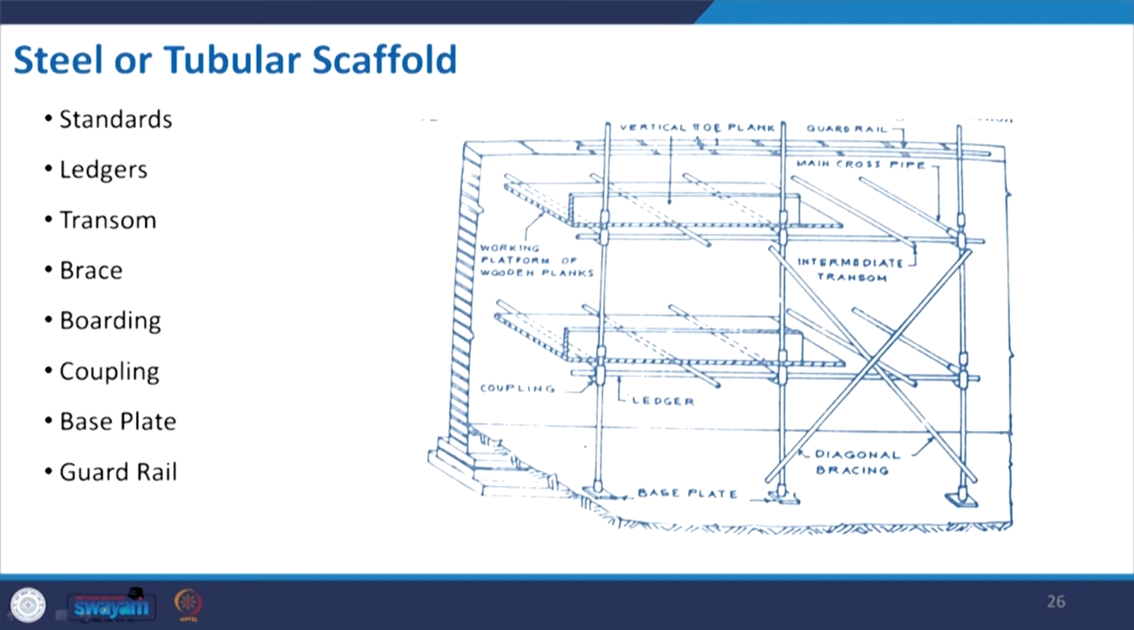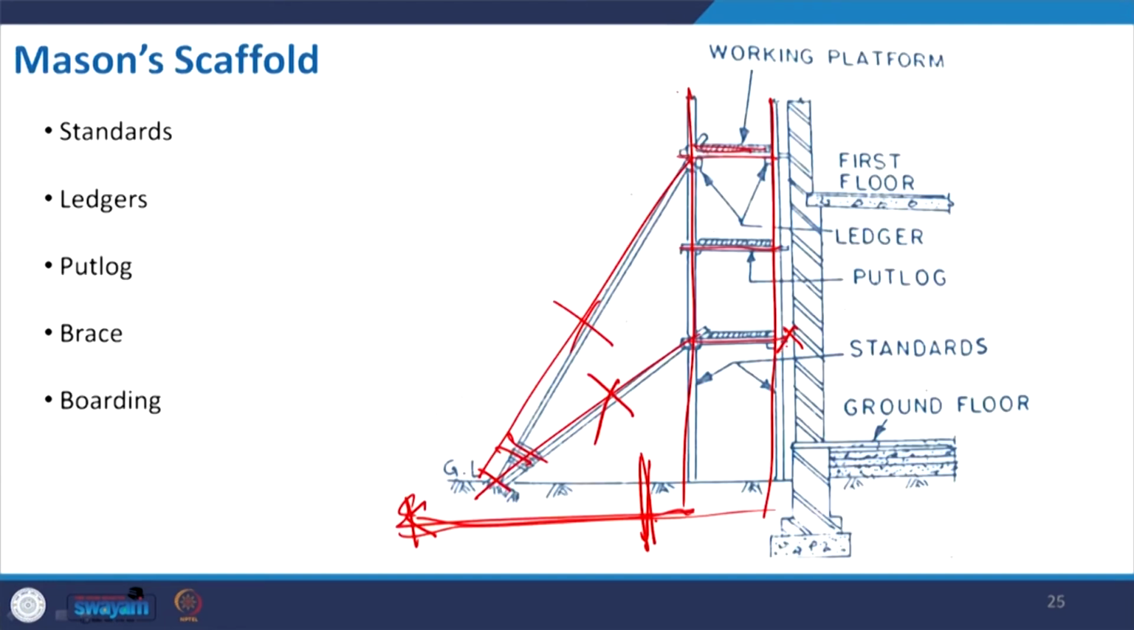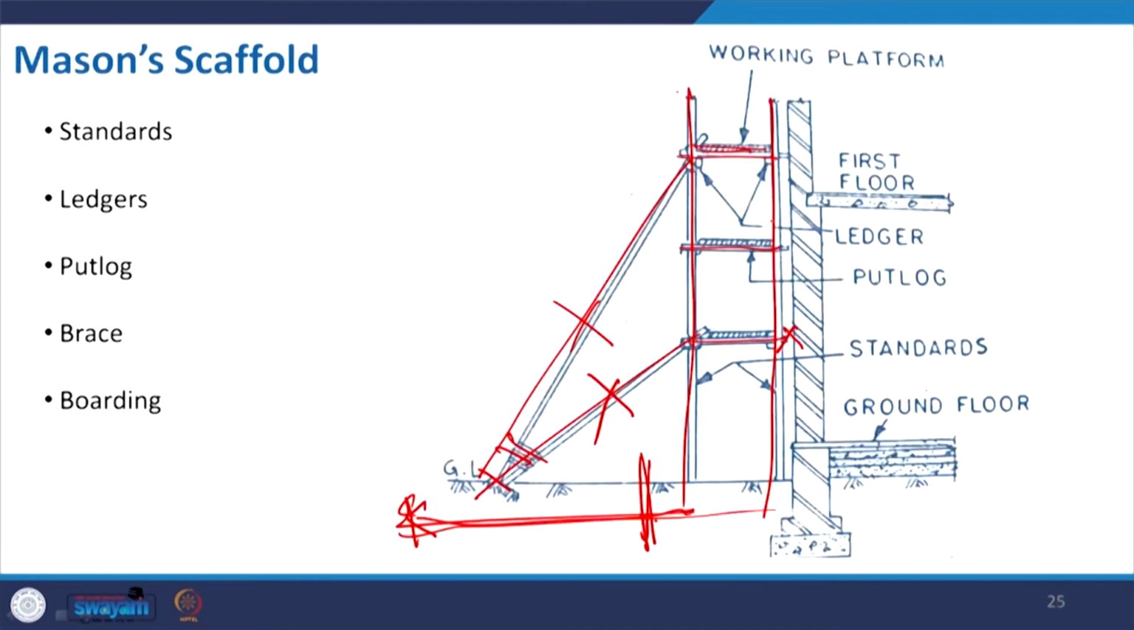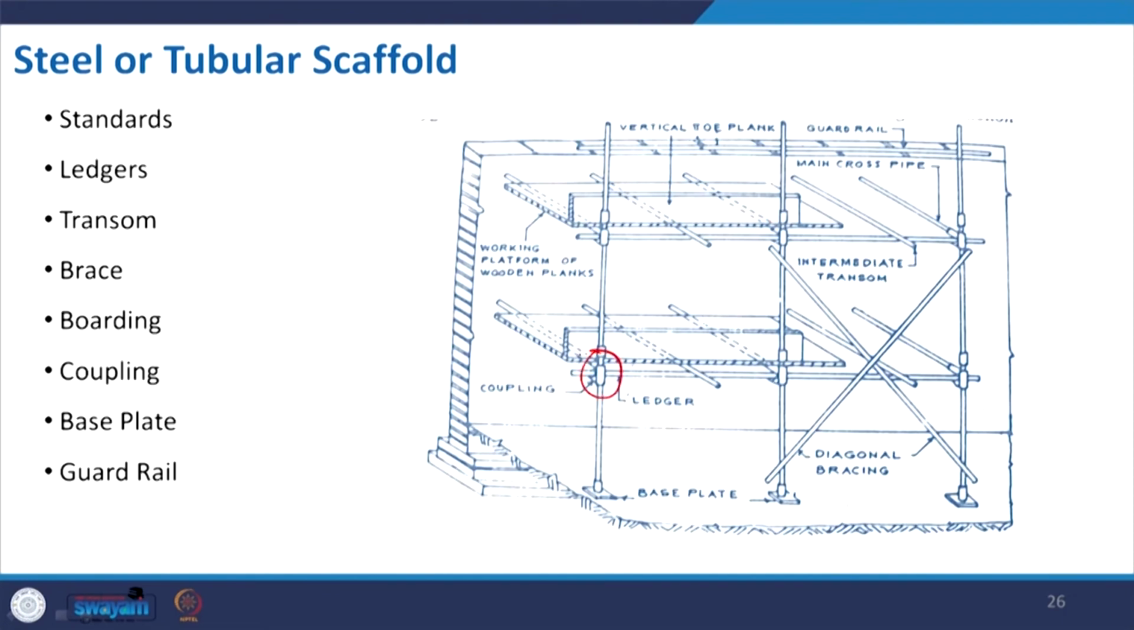Earlier it was maybe made of bamboo or something. Here the thing is different. The only difference is that instead of tying up the knot, if you see these are fixed with the knot, suppose some rope is being used to tie the ledgers and standards, in this case the coupler is being used. They have different joints, and with that you have the mechanism to tie it up as per the requirement. The advantage of steel and tubular scaffold is that you can reuse it multiple times.